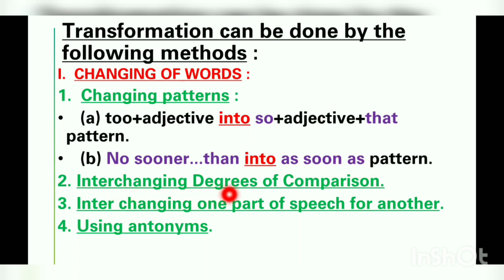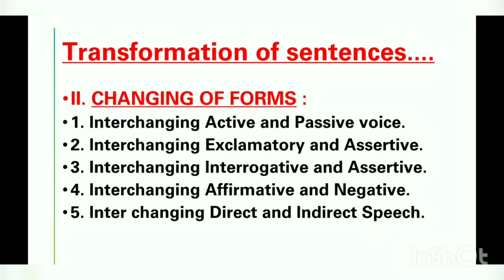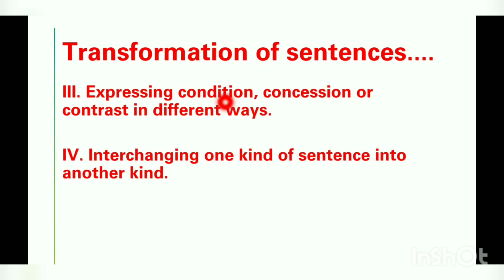Then the next one is interchanging degrees of comparison. Then interchanging one part of speech for another. Then the fourth one is using antonyms. Then we also have another way of transforming sentences, that is changing of forms. And in changing of forms, we have these five methods. So what are they? Interchanging active and passive voice, interchanging exclamatory and assertive sentences, interchanging interrogative and assertive sentences, interchanging affirmative and negative sentences, interchanging of direct and indirect speech. Then we have the third one, expressing condition, concession or contrast in different ways. And the fourth one, interchanging one kind of sentence into another kind.